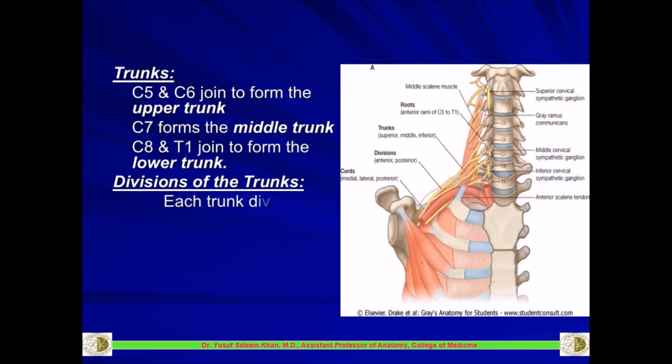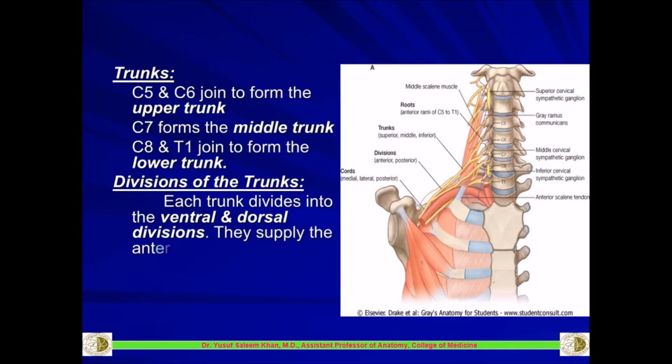Now the trunks will divide into a ventral as well as a dorsal division. So these trunks will divide now into ventral and dorsal. As I said, ventral means anterior, dorsal means posterior. So they will divide into that part which will supply the anterior part of the upper limb and the posterior part of the upper limb. So all these three trunks will divide into ventral and dorsal division, and they will be supplying the anterior and posterior aspect of the upper limb.